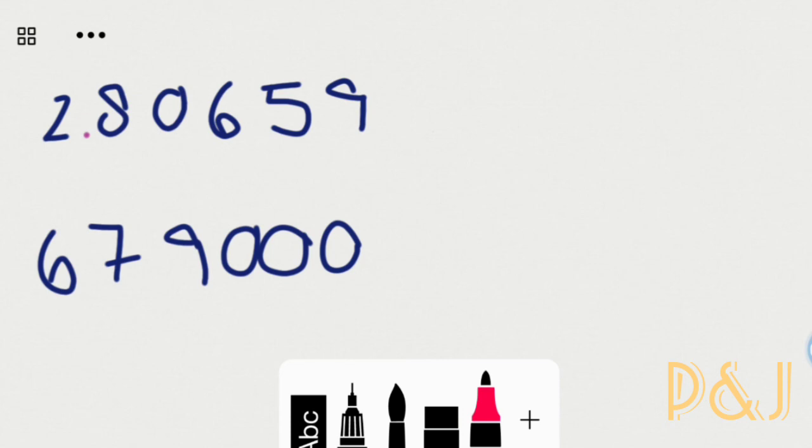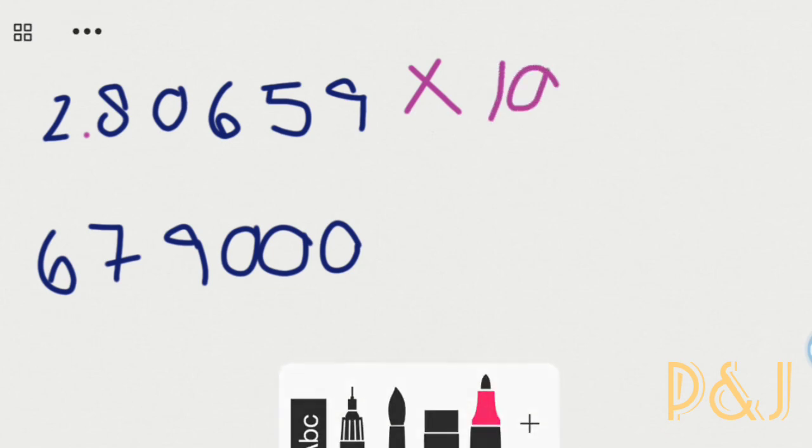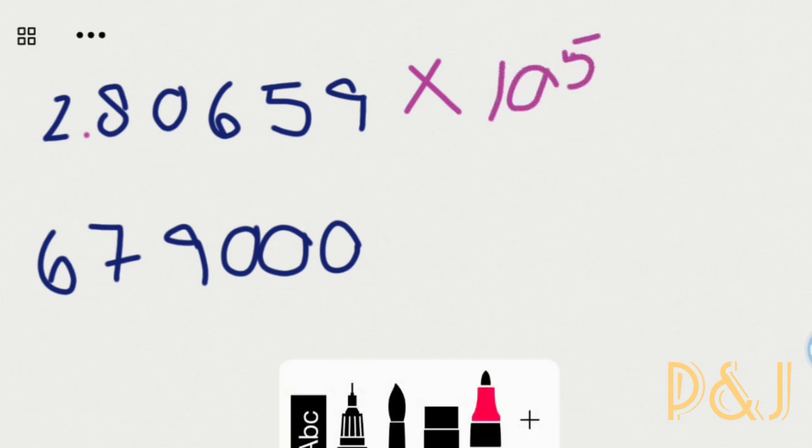And after placing the decimal point, we will write it as multiplied by 10 raised to the power 5. Why raised to the power 5? Because of 80659. How many numbers are there? 5 numbers are there. So 10 raised to the power 5.